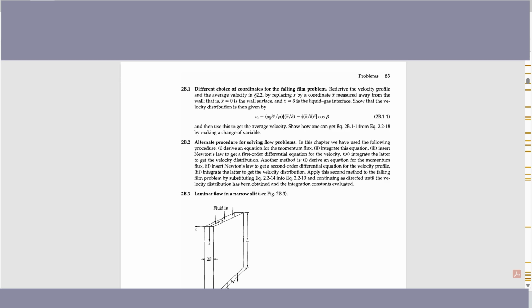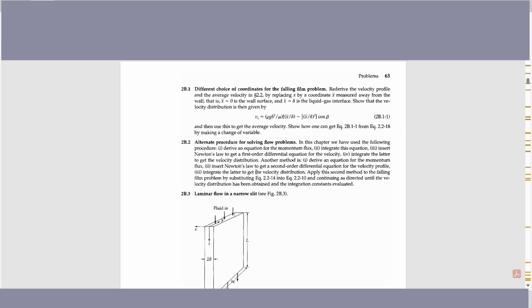All right, this is problem 2B.2, alternate procedure for solving flow problems. It says we've used the standard procedure, which is just the shell balance procedure. So that's what this 1, 2, 3, 4 is. And it's asking us to basically derive the equation by using two equations that are already in an example problem: the equation for momentum flux and a Newton's law equation.